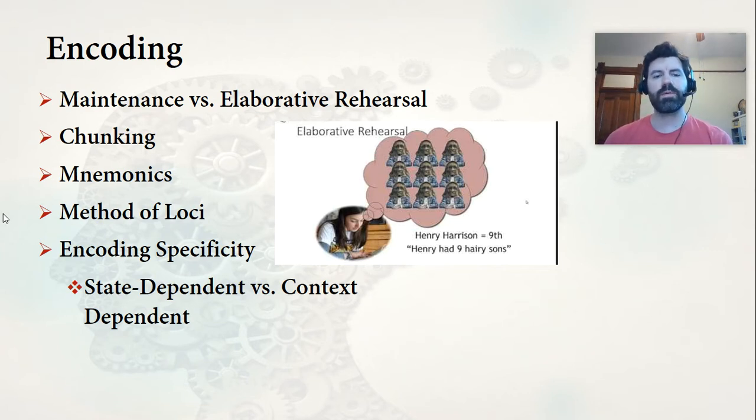And then encoding specificity is this idea that when we encode, when we take information from short term into long term, we also encode aspects of our internal self and our external environment. So if you're studying AP psychology and you are calm and relaxed, then you'll be more likely to retrieve that information if you are also calm and relaxed. That's the idea of state-dependent memory.